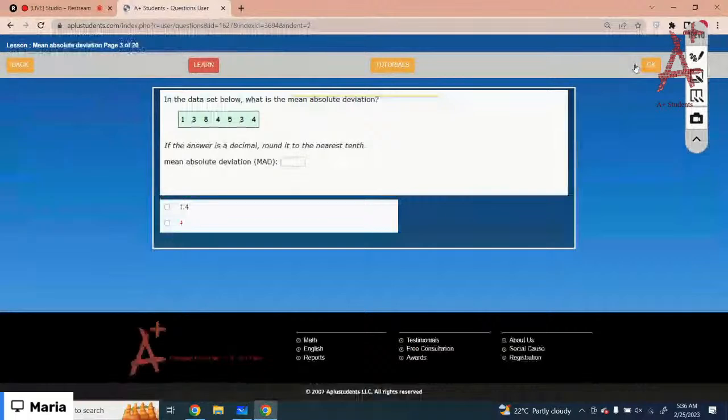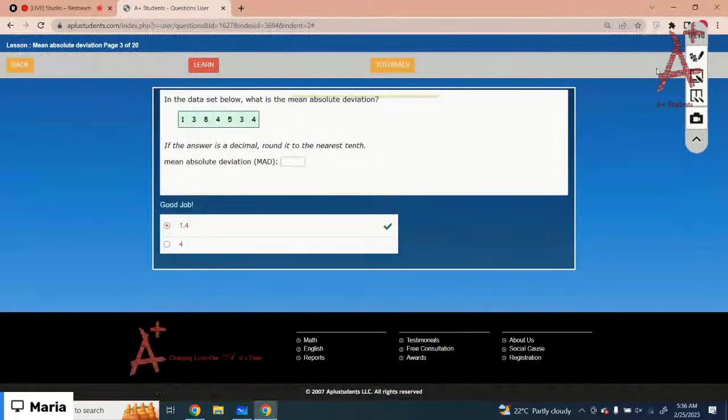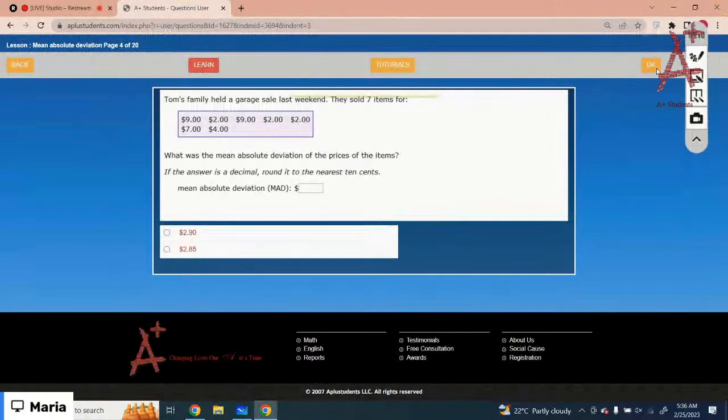Okay, the next one is, again, you have to calculate the mean absolute deviation. Let me just guess the answer. It is 1.54. Okay, you can complete the test by yourself later today.